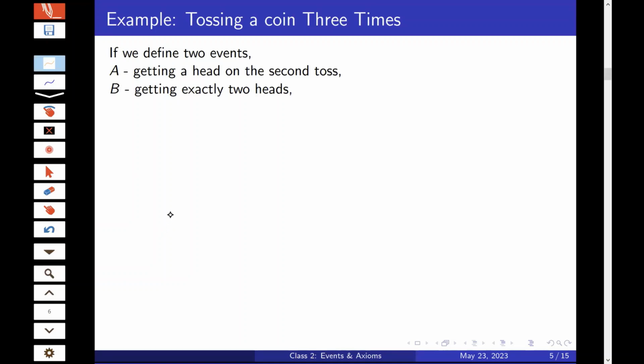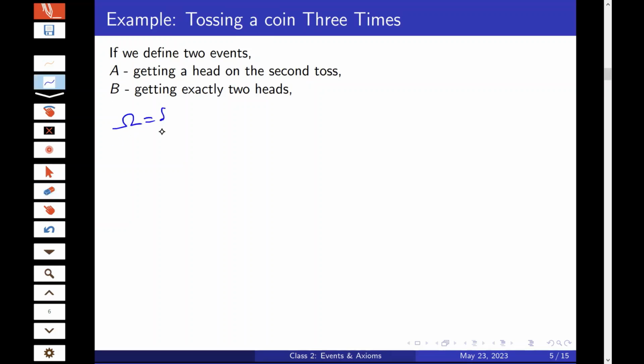So the example is tossing a coin 3 times. We define two events. A says getting a head on the second toss. B says getting exactly 2 heads. It doesn't matter the position. So let's start by writing down the sample space.